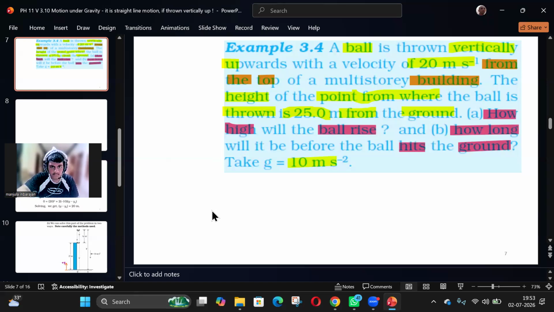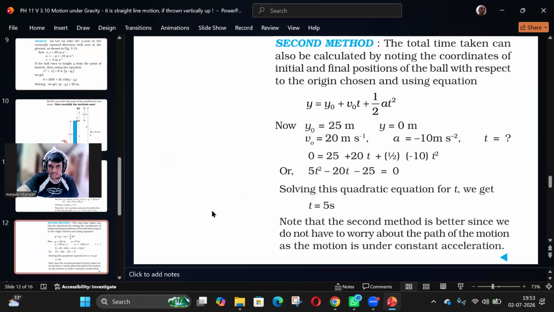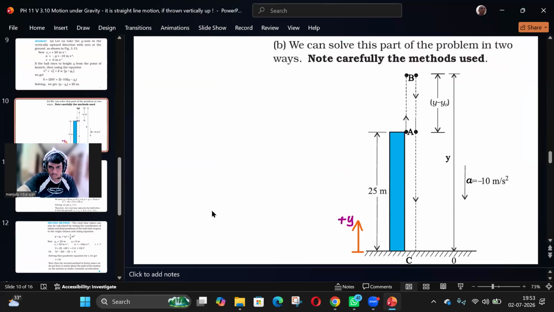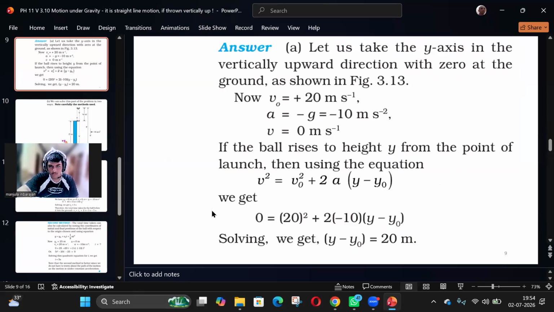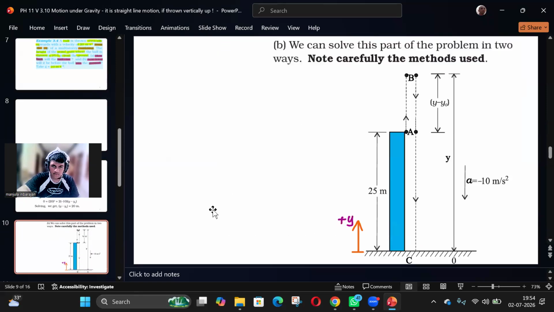Is the answer 1 second time taken? Okay, what about the height part? No, the time is not 1 second. Do it again. You have to take the total time to go up and come down. First, draw a small diagram. Your diagram should look like this. From A, you go up. Yeah, you need the full time.